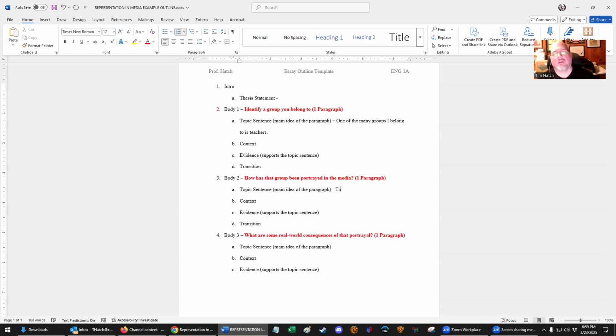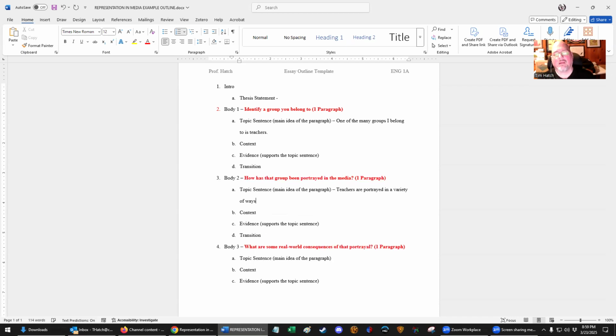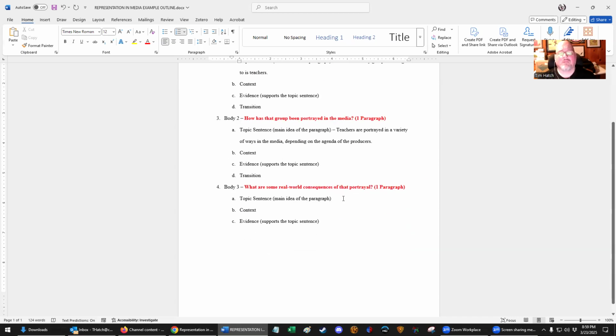Teachers are portrayed in a variety of ways in the media, depending on the agenda of the producers. I'm going to leave it at that. Remember, the rough draft is supposed to suck. The outline is supposed to suck more. Revising is where you actually make this stupid thing good.